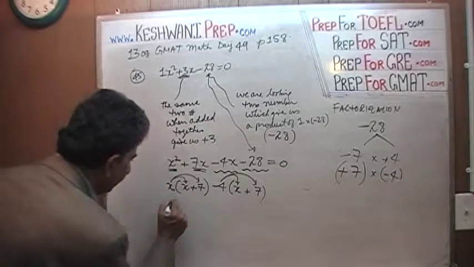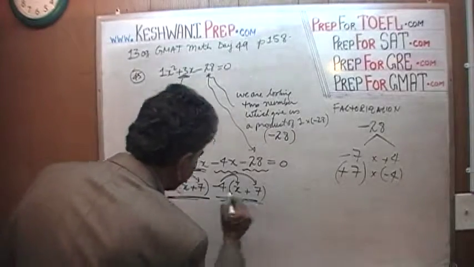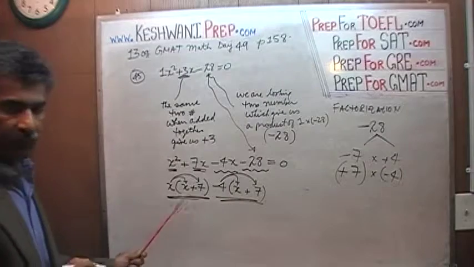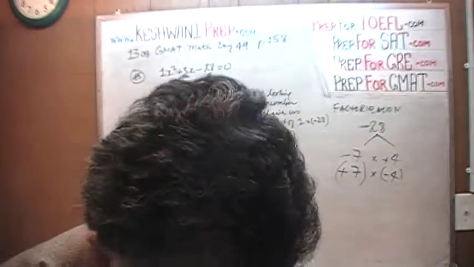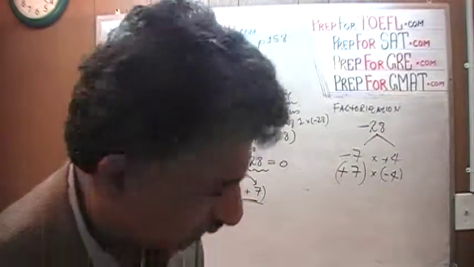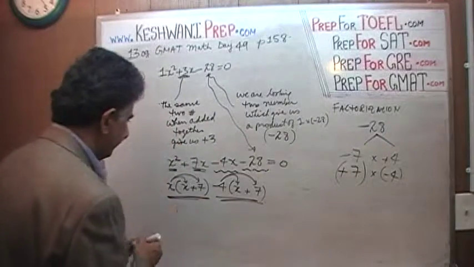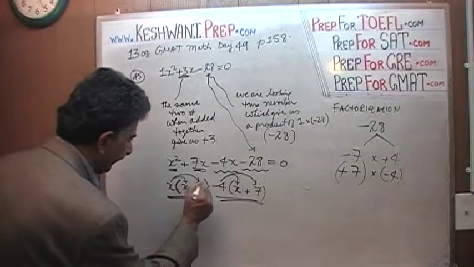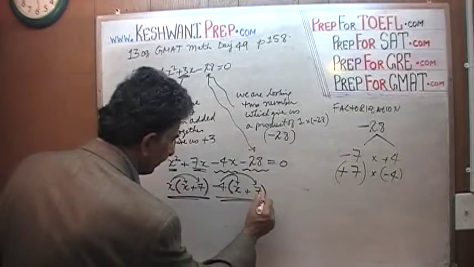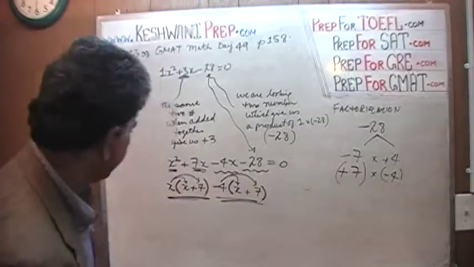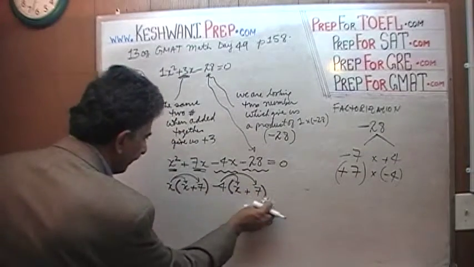Now we concentrate on these two parts, this part and that part. Do you find anything common in these two parts? The part that we find common is what we see in the parentheses, which is this part right here. x plus 7, x plus 7. We're going to take it out common.